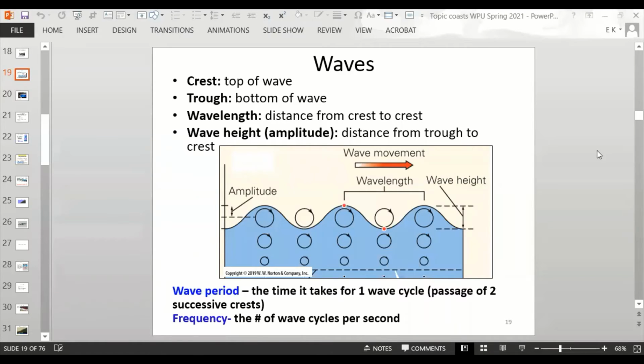Now we're going to talk about waves. So you have the anatomy of a wave. The crest is the top of the wave. The trough is the bottom of the wave. Your wave length is the distance from crest to crest. And your wave height is the distance from the bottom of the wave, the trough, to the top of the wave, the crest.